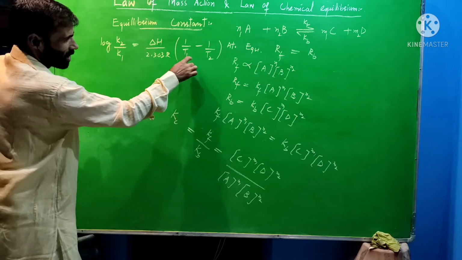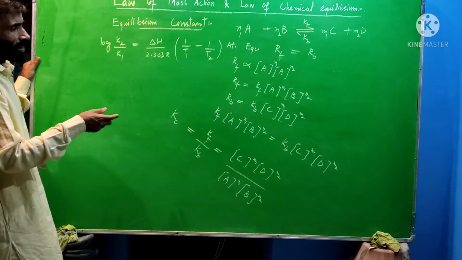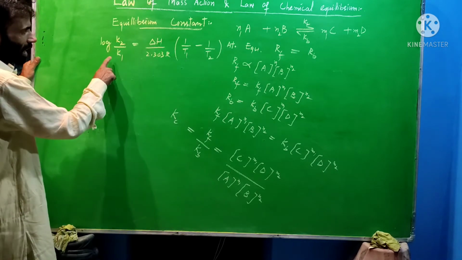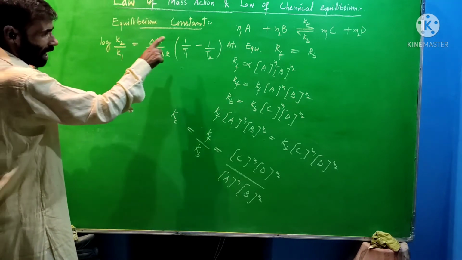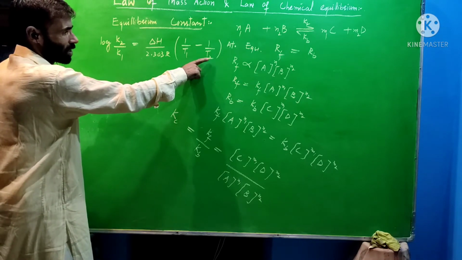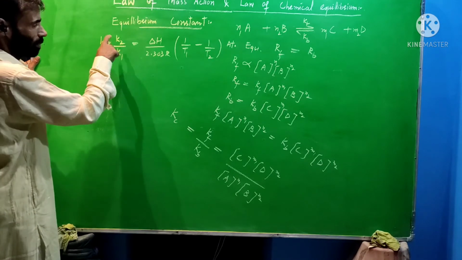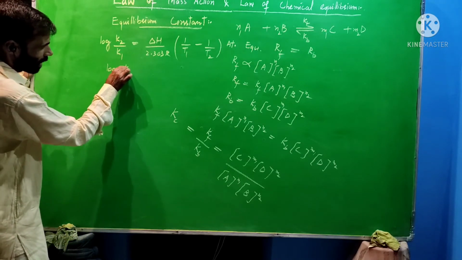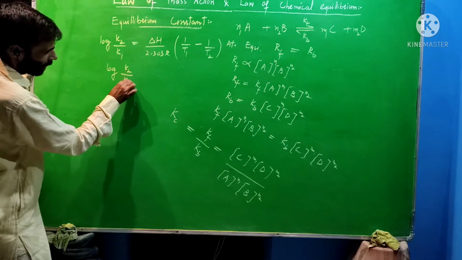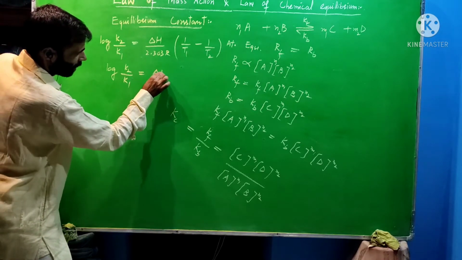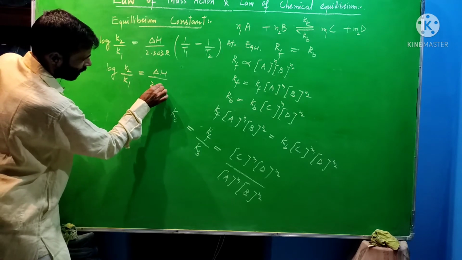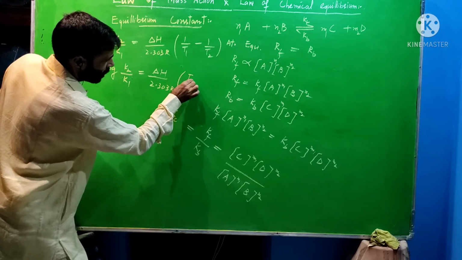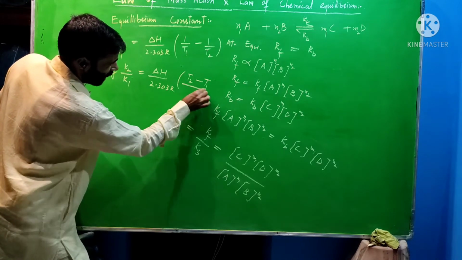Within this, T1 and T2 are two temperatures. If the reaction is carried out first at temperature T1, the equilibrium constant of the reaction is K1, and the same reaction carried out at temperature T2 has equilibrium constant K2. Now we will write this equation as log of K2 divided by K1 equal to delta H divided by 2.303 R, into T2 minus T1 divided by T1 T2.